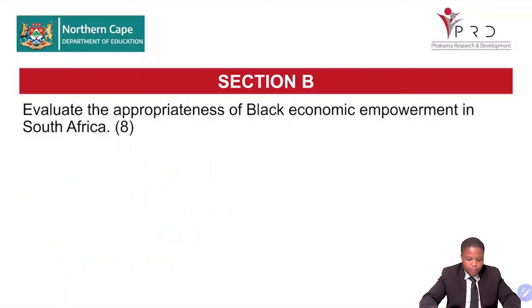You have 6 minutes to write 4 full sentences to respond to this. For you to respond to it easier, you need to understand what was the aim of the Black economic empowerment. Was there for what? Then you can evaluate if it's successful or not.